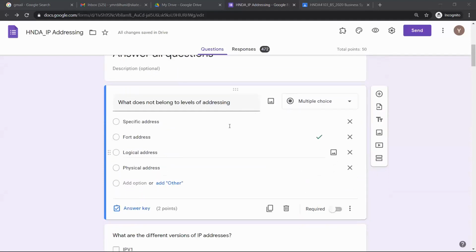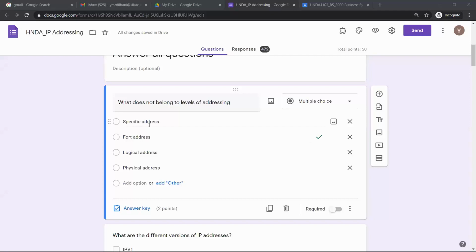This is the first question. What does not belong to levels of IP addressing? Levels of addressing. When it comes to addressing, there are different situations in which we need addresses. For example, when we store data inside the computer itself, we need addresses to send data to the relevant locations. That kind of thing we call specific addressing.